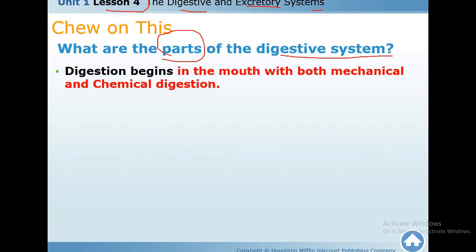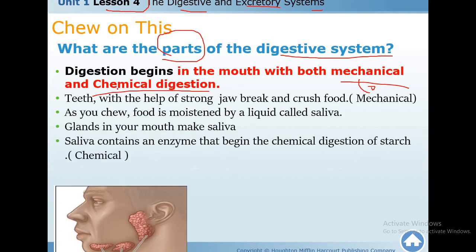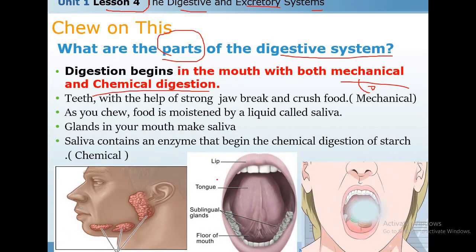Digestion begins in the mouth with both mechanical and chemical digestion. Mechanical, like teeth chewing food, while chemical digestion is like the saliva that is present inside your mouth. Look, your teeth are mechanical digestion, while saliva is chemical digestion. So digestion begins in the mouth with both mechanical and chemical digestion.